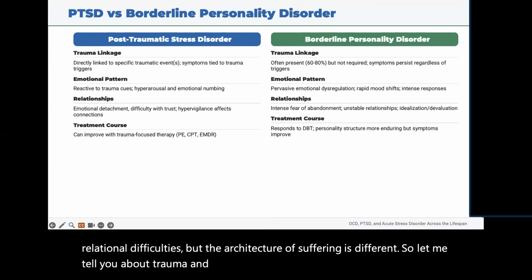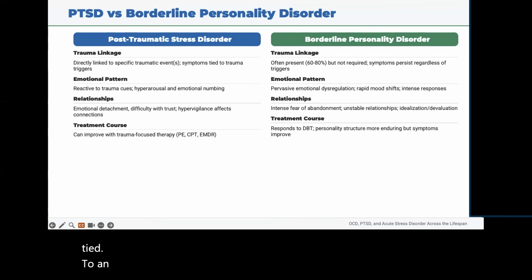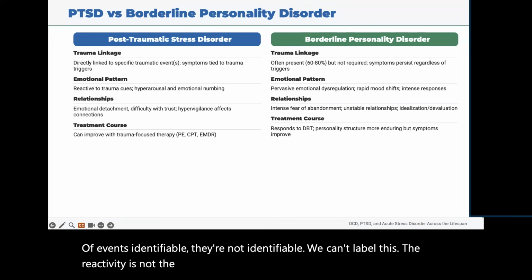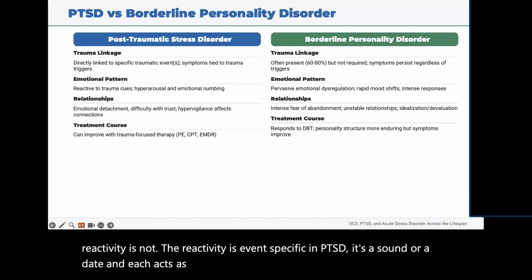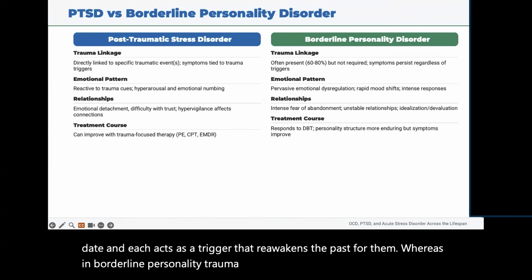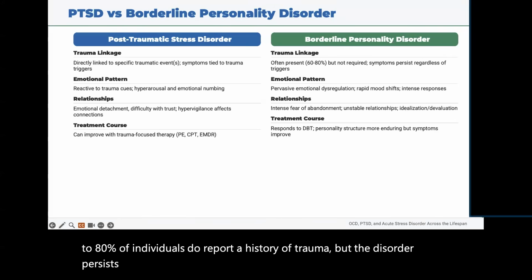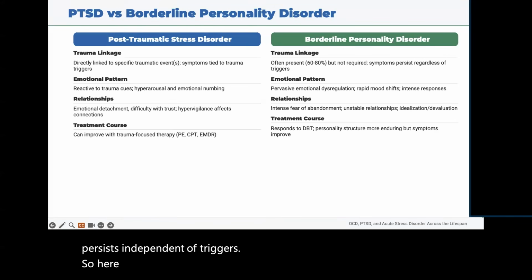In PTSD, the root causes of symptoms are directly tied to an identifiable event or series of events. Identifiable. If they're not identifiable, we can't label this. The reactivity is event specific in PTSD. It's a sound or a date, and each acts as a trigger that reawakens the past for them. Whereas in borderline personality, trauma is common but not required. Roughly 60 to 80% of individuals do report a history of trauma, but the disorder persists independent of triggers. So here, trauma may have shaped the personality structure, not just caused a discrete stress reaction.